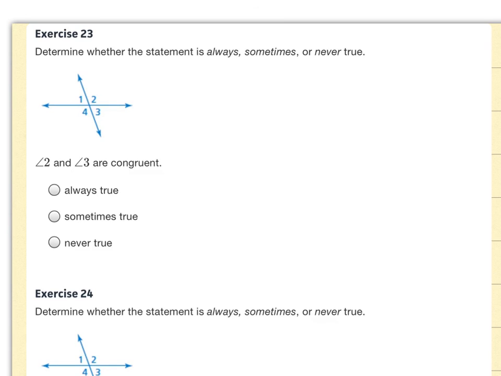Number 23, angle 2 and angle 3 are congruent. Well, in the picture that we have, I would say definitely not. Angle 2 is obtuse and angle 3 is acute, so there's no way they can have equal measure, which is what congruent means. But if I were to tilt these lines a little bit and make them look like this, so that they're perpendicular, perpendicular lines intersect at right angles. So if I did that, then, oops, this would be 4, 3. Then angle 2 would be 90 degrees, and angle 3 would have to also be 90 degrees. In fact, they'd all have to be 90 degrees.